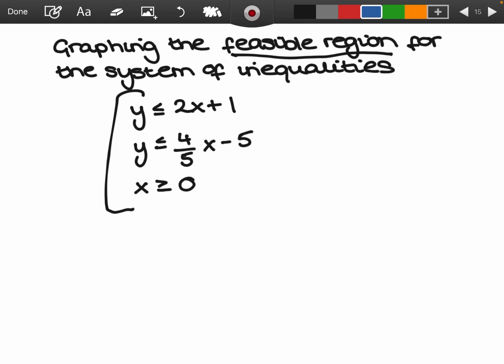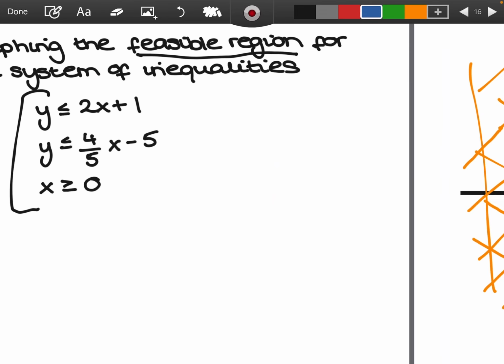So whenever you get this and they ask you to graph the feasible region, you've got to look at the region for each one. So look at exactly what we just did, solve each one of the three individually, and then combine it all together and put them on the same graph and see where that region overlaps. So where are they all satisfied at the same time?